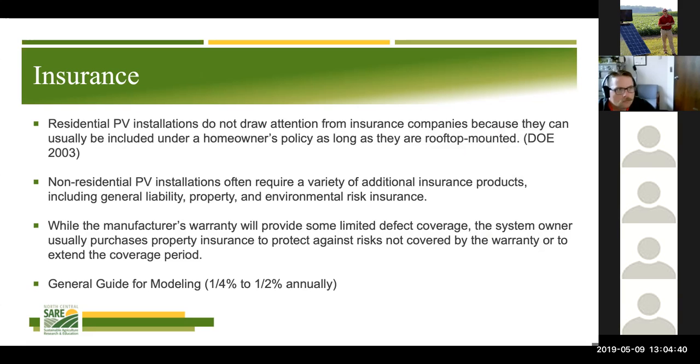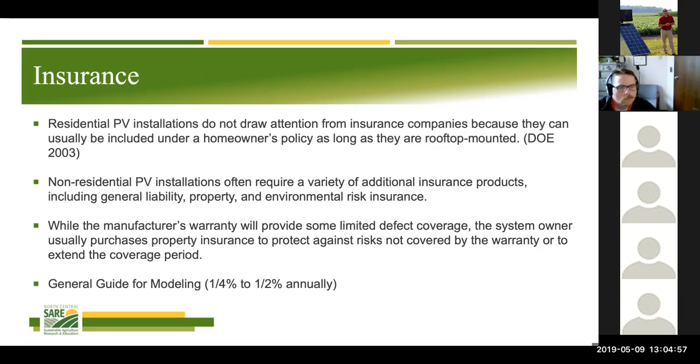With that said, there are a number of factors. Is it a rooftop system? Is it a ground mount system? What's the size of the system? At the end of the day, it's really up to the system owner, or whoever is considering this, to just make the phone call and see what it costs to add it to their farm insurance.